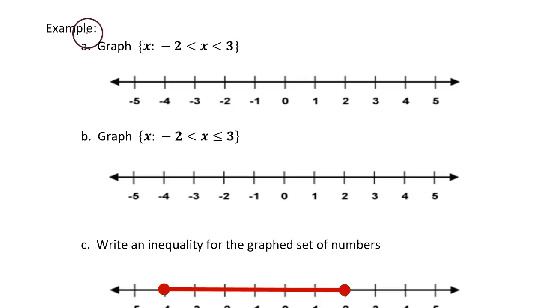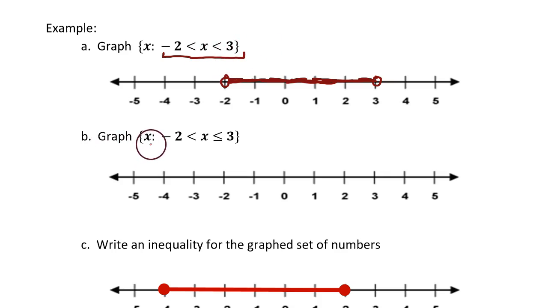Next, let's do a couple more example graphs. Graph the set of numbers x such that x is between -2 and 3. A quick way to show this is an open dot on -2 and an open dot on the 3, and then to shade all numbers that are between them. This picture corresponds to this algebra statement.